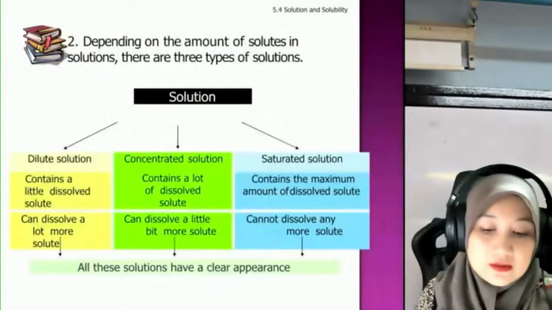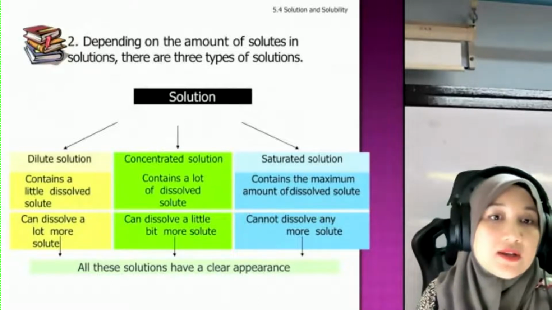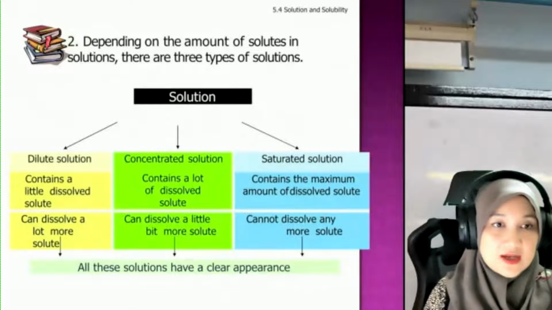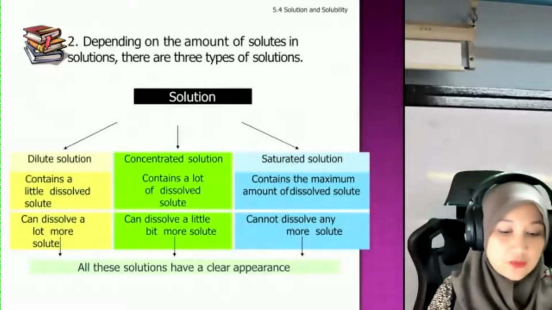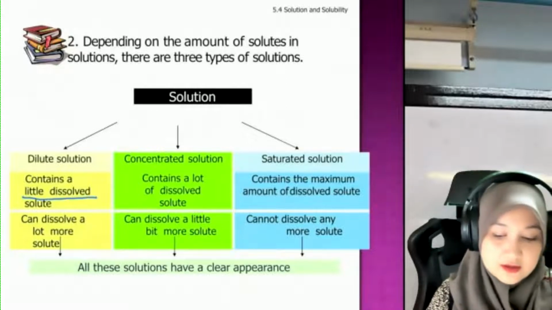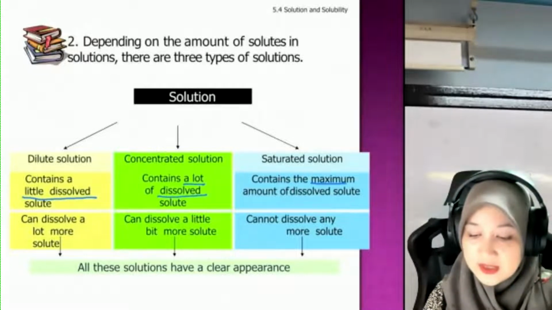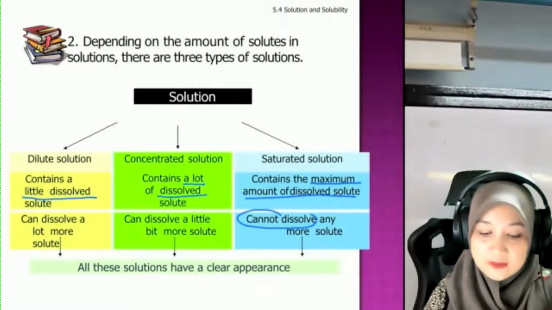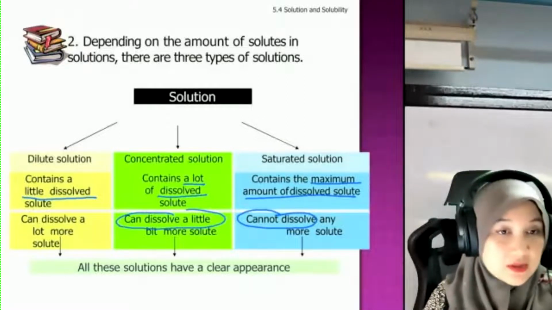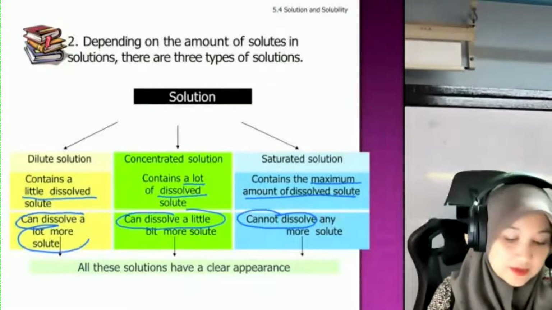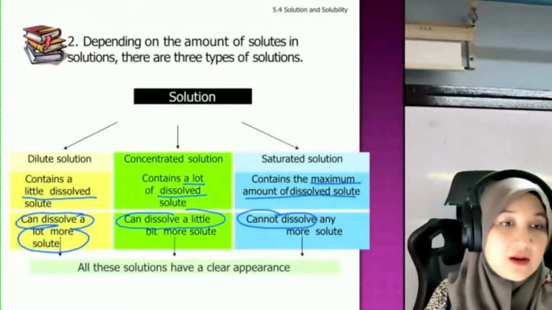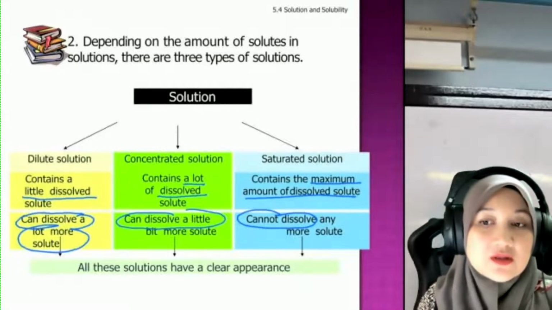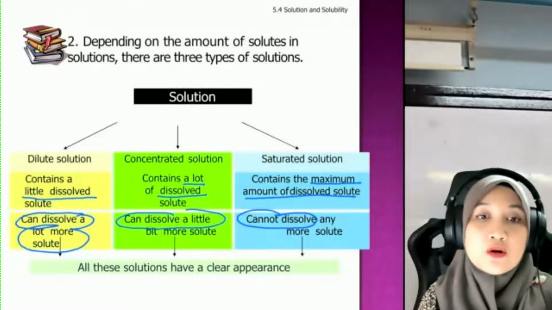All right. So, what is the factor in order to make the dilute solution, concentrated solution, and saturated solution? As you can see here, the dilute solution contains a little dissolved solute, the concentrated one contains a lot of dissolved solute, and this one contains the maximum amount of dissolved solute. So what will happen as we add more solute into it? It cannot dissolve anymore. The dilute one can dissolve a bit more solute, and this one can dissolve a lot more solute. So which one will dissolve more? The saturated solution. In order to prepare a saturated solution, we have to put more solute in it.